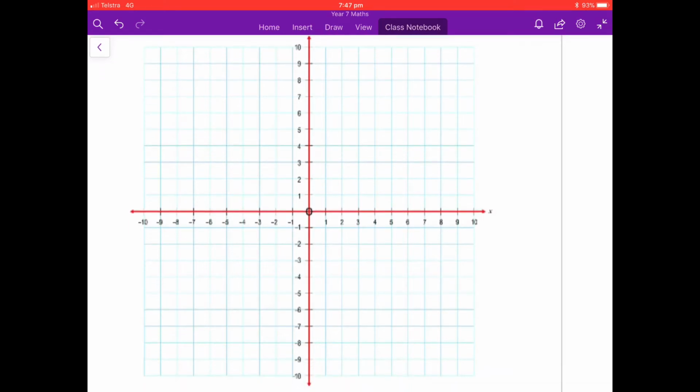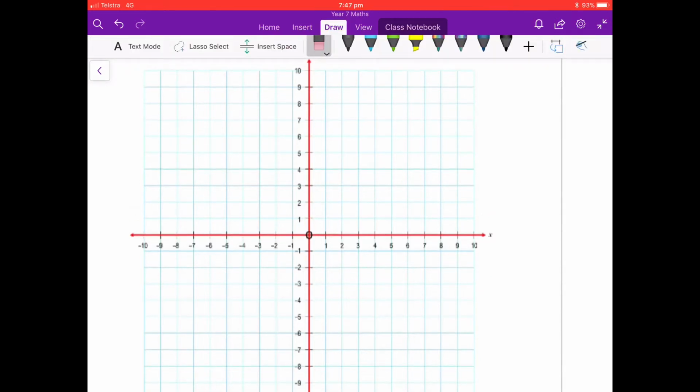So let's plot a couple of coordinates on a Cartesian plane. Let's start off with, hang on, fix my pen up, coordinates 2, 3. Okay, so here we go. We always start at the origin here in the center where the lines intersect. Now, as I said, the x-axis comes first. So it's x-axis, then y-axis.